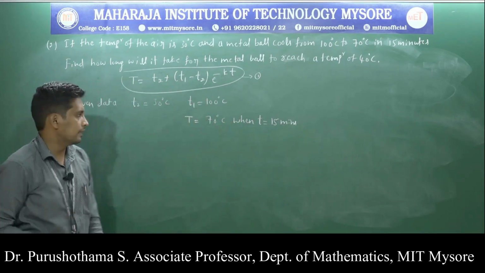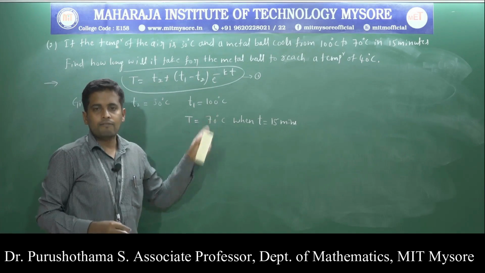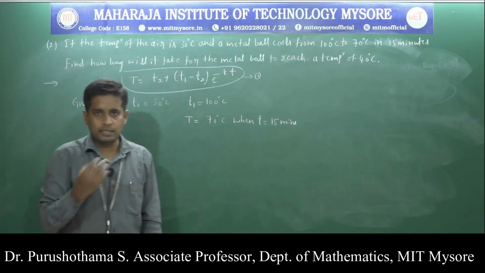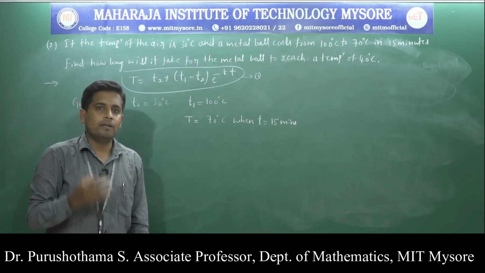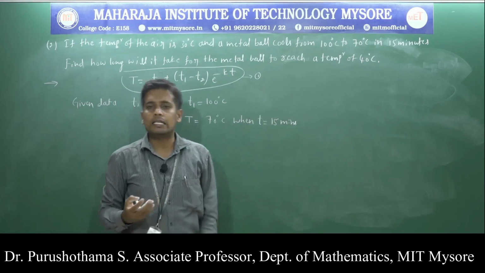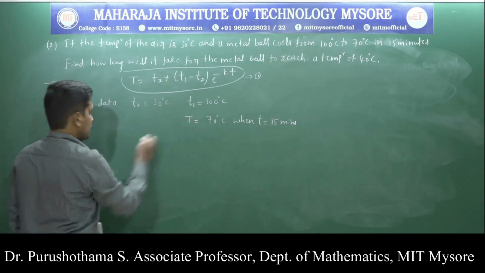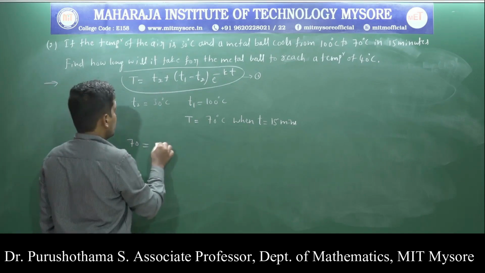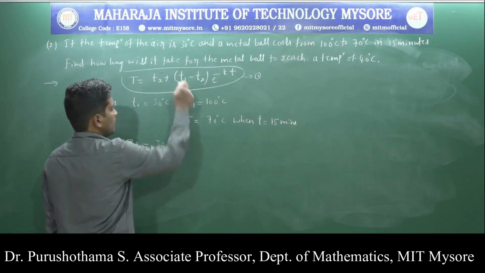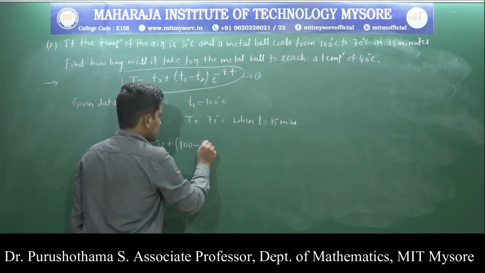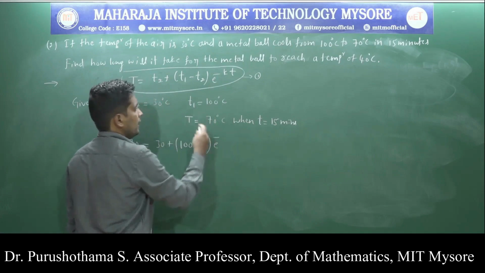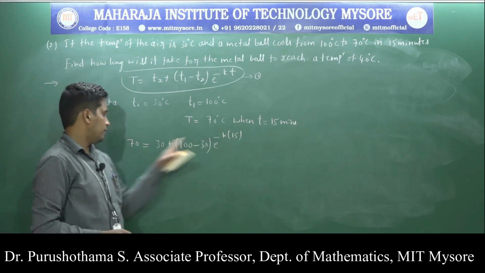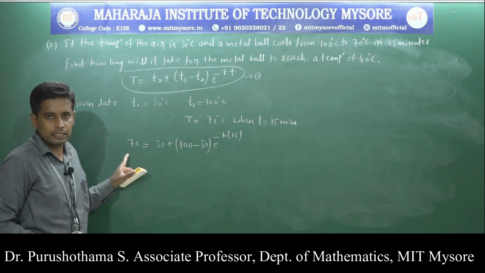T equals 15 minutes. Using the given data, first find out the proportionality constant. Using k and the given data, find out the time when the metal ball reaches a temperature of 40 degrees Celsius. Here, temperature T = T2 + (T1 - T2) e^(kt), where T2 is 30, T1 is 100, and t is 15 minutes. When t equals 15, the temperature of the body is 70 degrees Celsius.